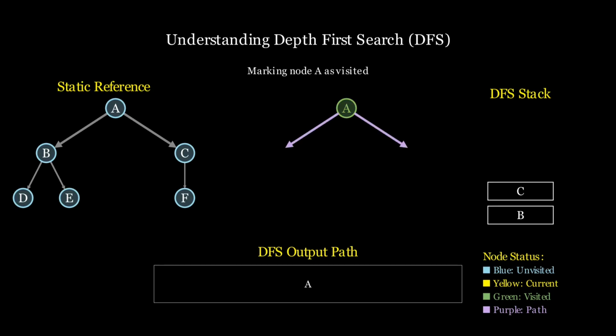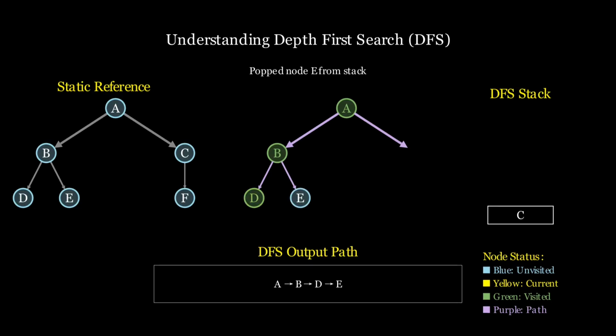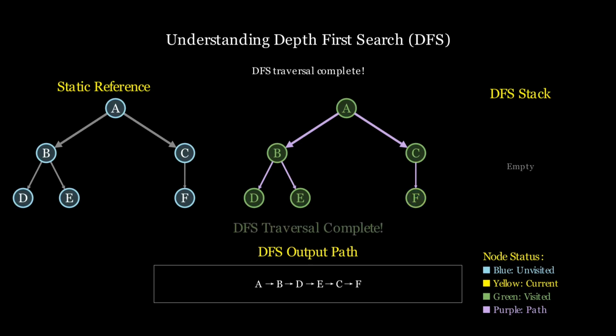Following the DFS nature, we pop B and explore its path first. Notice how we push D and E onto the stack. We will visit them before backtracking to C. After processing node E, we move to the second branch, that is, the stack now contains only C. C is popped and processed. F is discovered and added to the stack. F is popped from the stack and the stack becomes empty. And the final path is A, B, D, E, C and F.